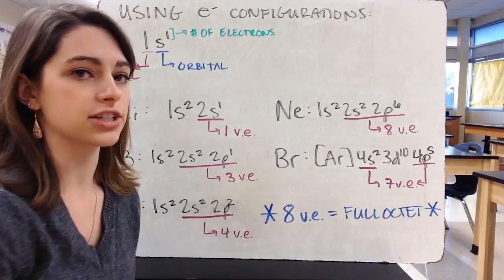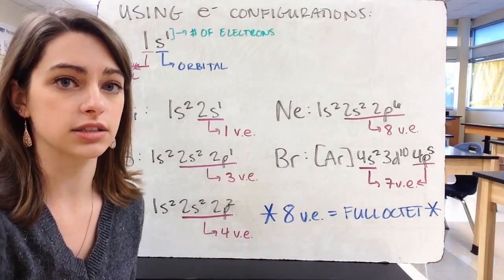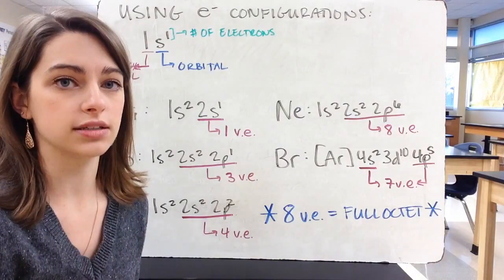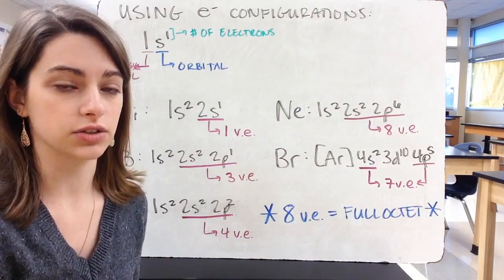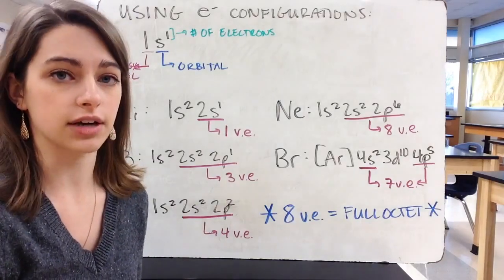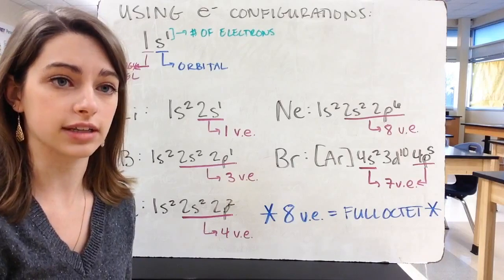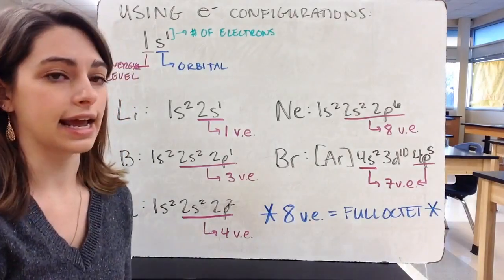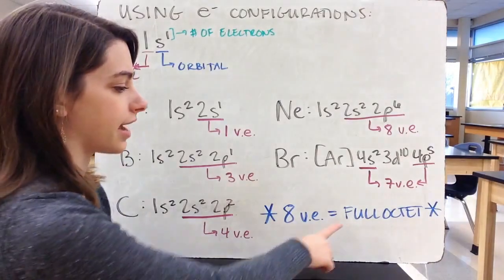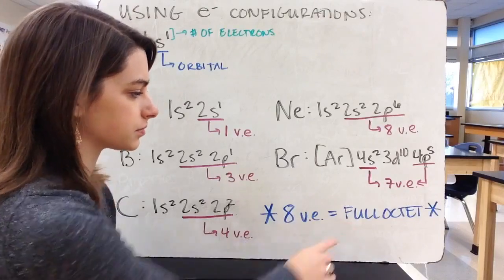Now, 8 is our magic number when it comes to valence electrons. All elements want 8 valence electrons. So whether they steal them from another element or they share them with another element in the form of ionic and covalent bonds, they want 8 valence electrons. And we call that a full octet.